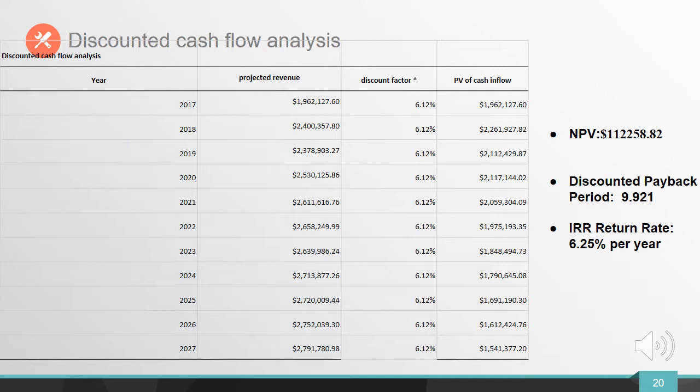Our IRR required rate of return is 2.25% per year. So this all indicates our cash inflow is not efficient to support our cash outflow. So in the later years, we need to increase our cash inflow or reduce our construction costs to make this project even more reasonable and constructible.